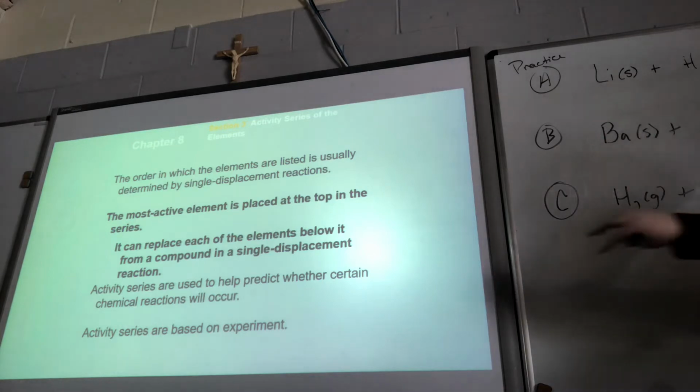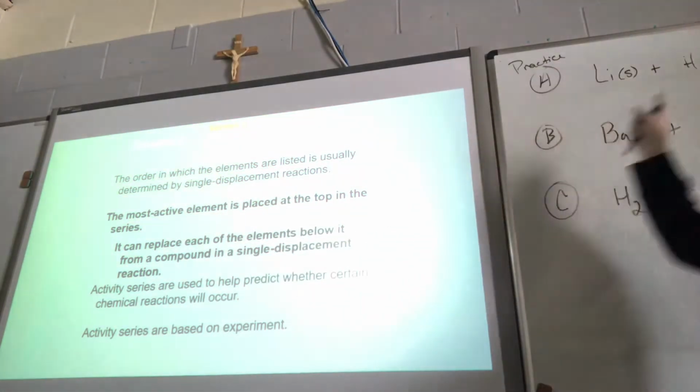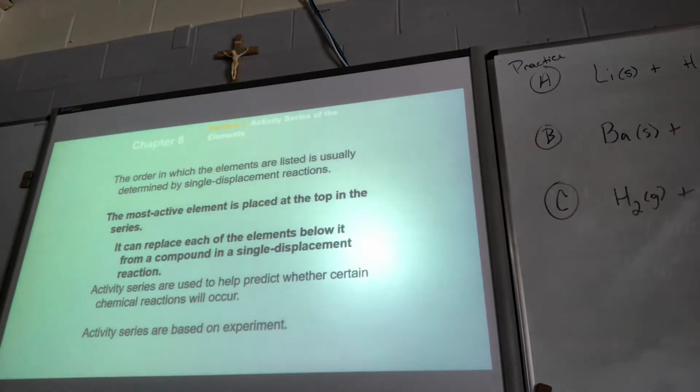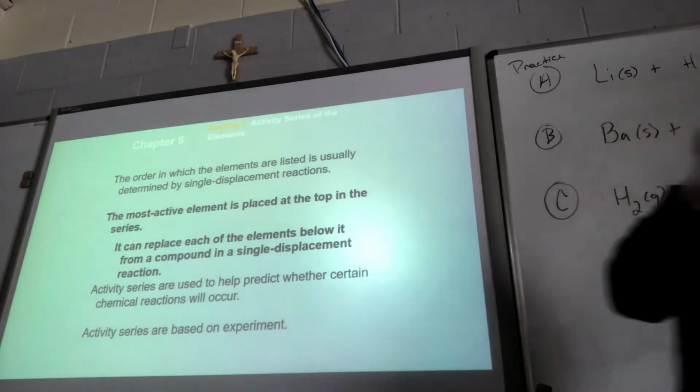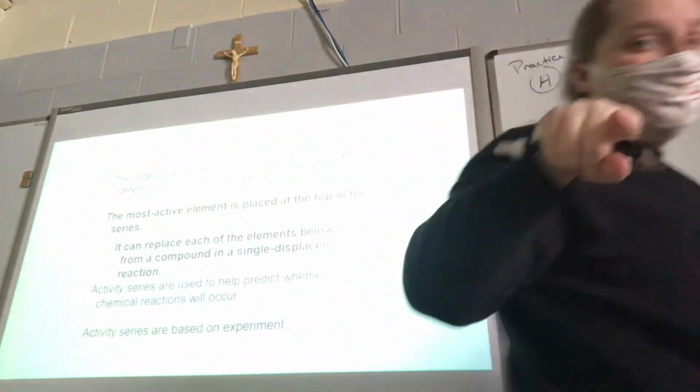So we're going to use this piece of information to help us predict whether or not these reactions are going to occur. In order to do it, we need to look at the activity series, which is on the next slide. Here are the three we're going to practice. Hopefully you can see them on my board. Those of you following along at home, I'm going to switch so that you can see my board. You're going to want to put the activity series on your screen while you're watching.